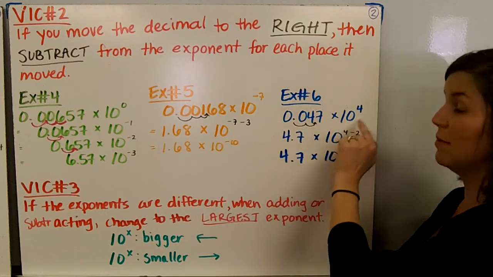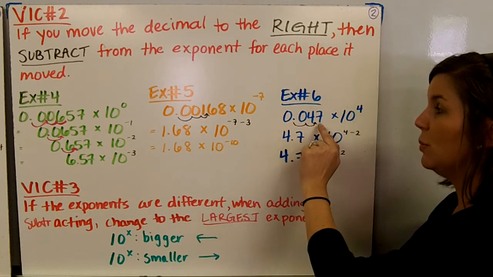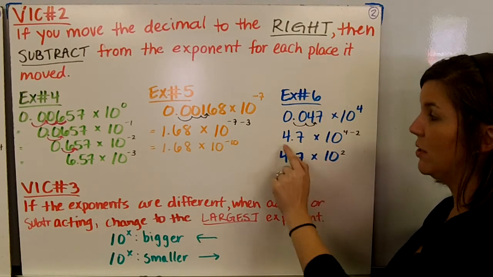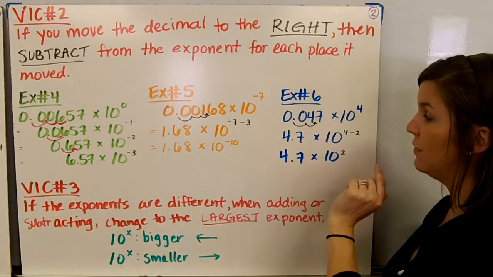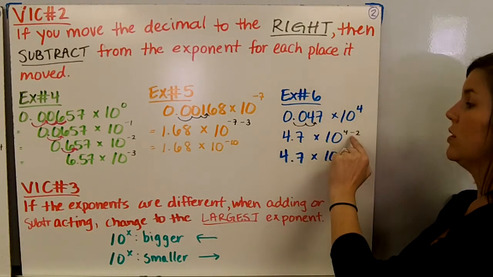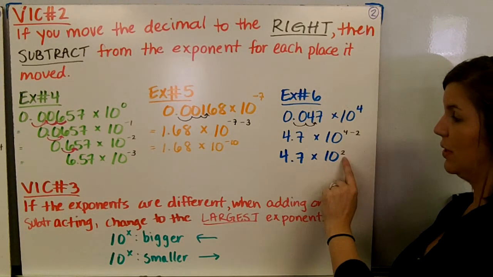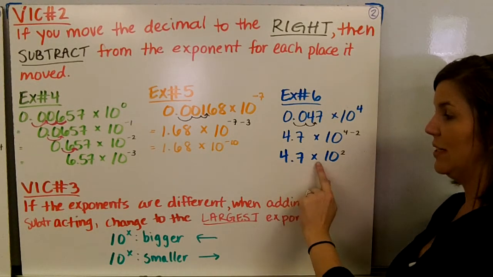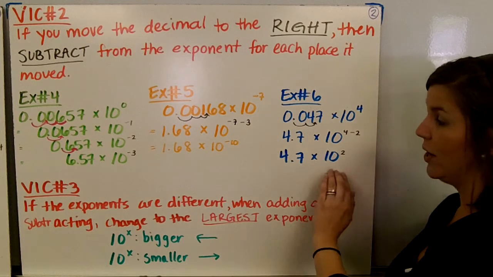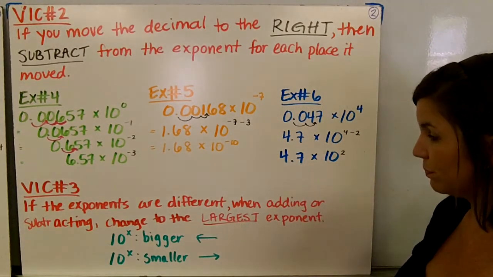47 thousandths times 10 to the 4th. So we have to move this decimal 2 places to get it between the 4 and the 7. So now there's only 1 digit in front of the decimal. Since we moved 2 places to the right, we're going to subtract 2 from the exponent. 4 minus 2 gives us 2. 4.7 times 10 to the 2nd power is in scientific notation. Only 1 digit is in front of the decimal.